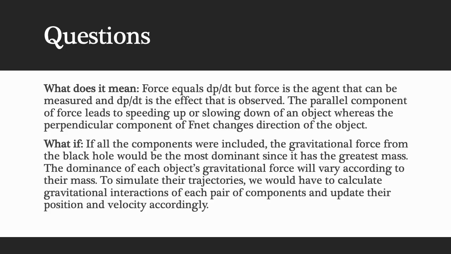What if question? If all the components were included, the gravitational force from the black hole would be the most dominant since it has the greatest mass. The dominance of each object's gravitational force will vary according to their mass. To simulate the trajectories, we would have to calculate the gravitational interactions of each pair of components and update their position and velocity accordingly. Thank you.